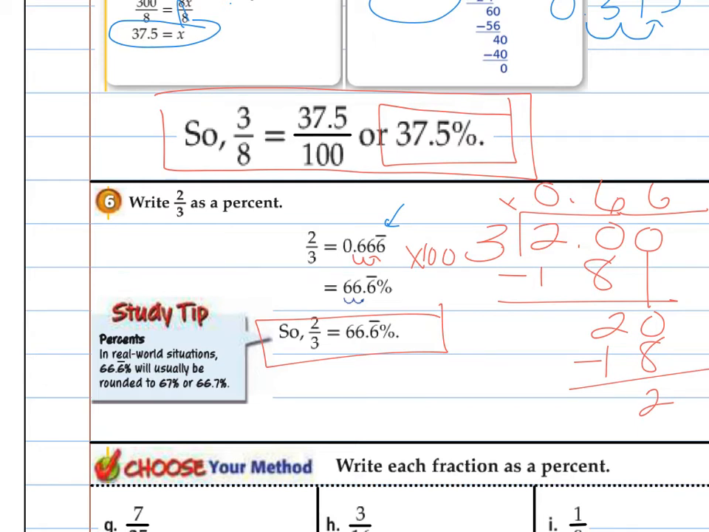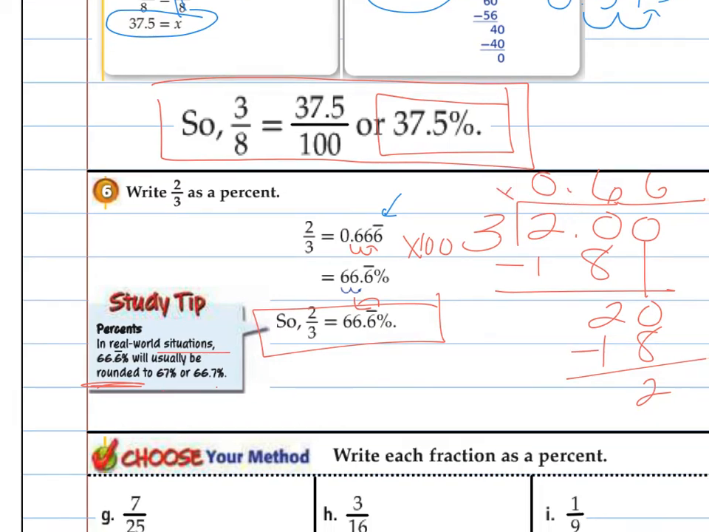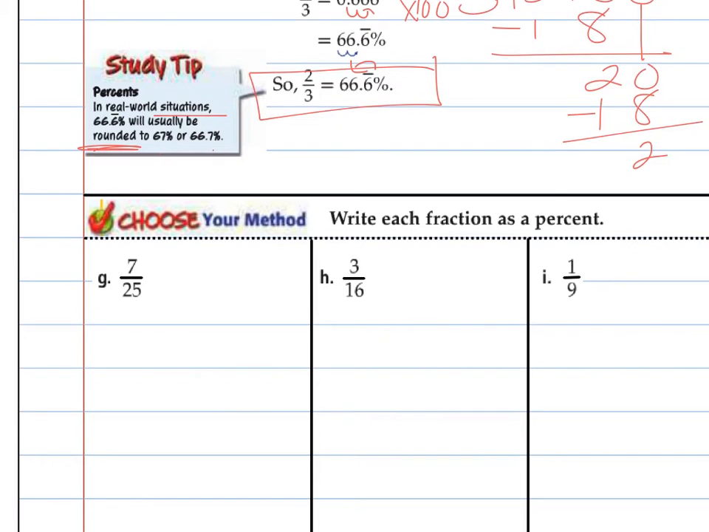Usually in real world situations, you're going to round your percents. So if you round, the 6 will round to a 7, depending on where they're asking you to round it to. So keep that in mind and give some of these a try.